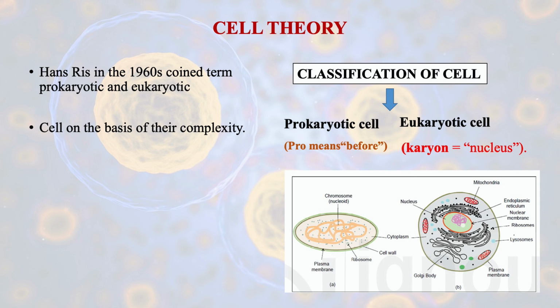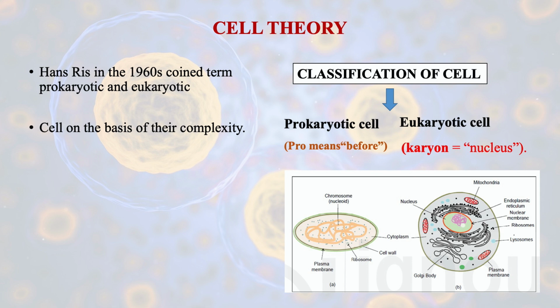So prokaryotic cell has no true nucleus, while eukaryotic cell has a true nucleus. It means the prokaryotic cell has genetic material without a nuclear membrane, and in contrast the eukaryotic cell has a membrane bound nucleus. So this is the basic fundamental difference between prokaryotic cell and eukaryotic cell. Prokaryotic cell structure is very simple as compared to the eukaryotic cell.